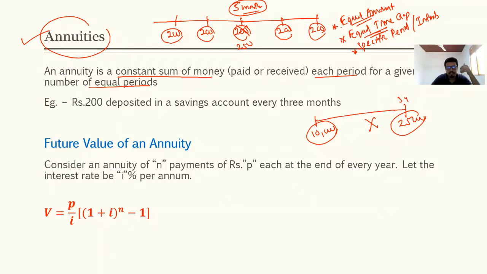Right? Even if something is paid weekly, we can consider that as an annuity too, right? So once we identify a particular investment or a loan, or a particular amount that we are paying or receiving as an annuity, then we can find the future value of an annuity using this given formula.